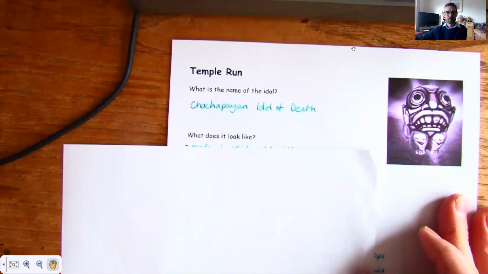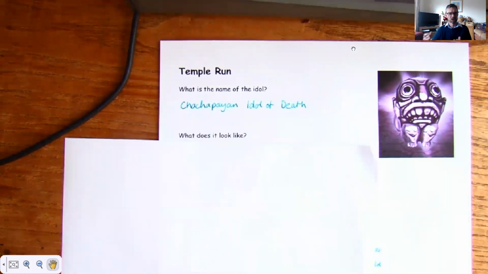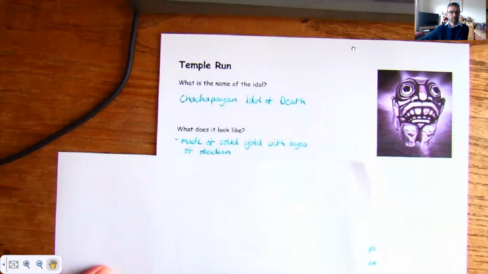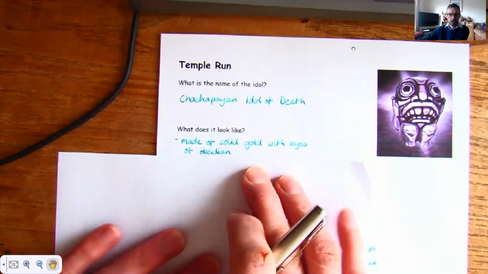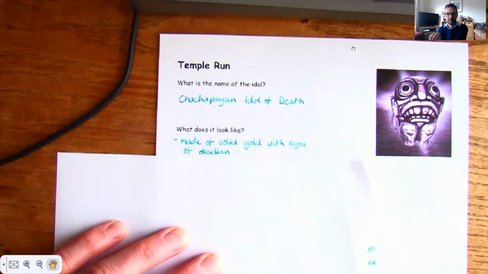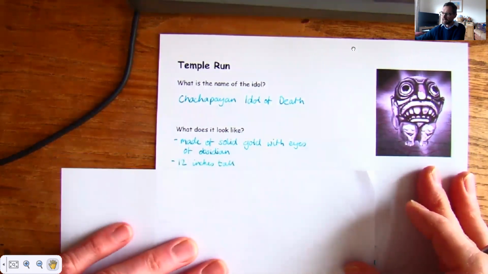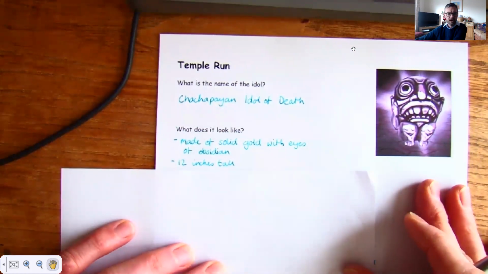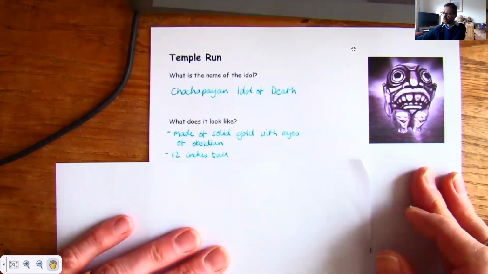Okay, the next bit I'd like you to think about is what does it look like? We're going to include a bit of description within our story about this idol. So yeah, what does it look like itself? Keep this simple. Do a couple of bullet points. I've gone for, first of all, it's made of solid gold, obviously, with eyes of obsidian. So have a think about what your idol is made of and something to make it stand out and be dramatic there. I put the size of it, 12 inches tall. It's quite tall. There's quite a lot of gold there. I've just used bullet points for that bit.